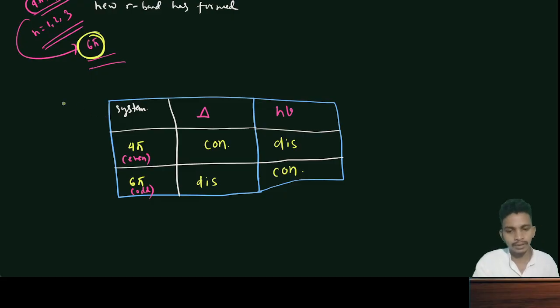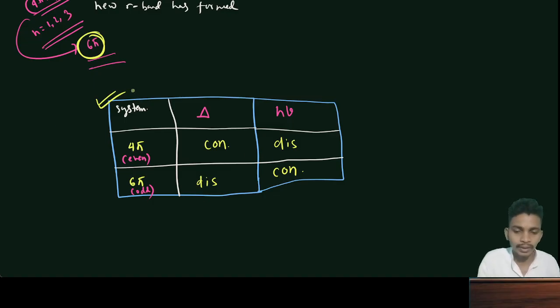Okay, so this is the way: 4 pi means any even number of pi bonds. Then on heating, the bond forms on conrotatory. And if photochemical conditions are given, then the bond is formed on disrotatory. Similarly for 6 pi bonds, if heat is given, the bond forms on disrotatory, and if photochemical conditions are given, then on conrotatory it will come.